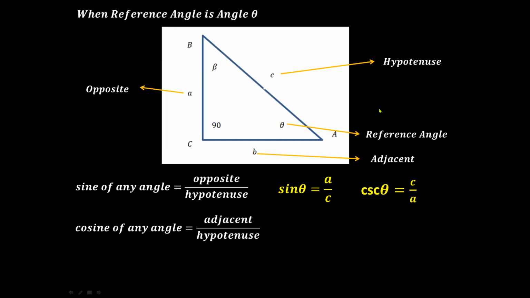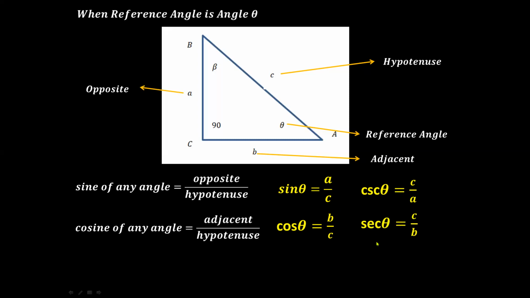Ang adjacent natin or variable natin in our given right triangle is actually small letter b at ang hypotenuse naman is c. If we're going to determine the value of cosine theta, definitely its value will become b over c. So yan ngayon ang value ng ating cosine theta, b over c. At definitely ang value ng ating secant theta is simply the inverse of b over c, or reciprocal. Secant theta is equal to c over b.